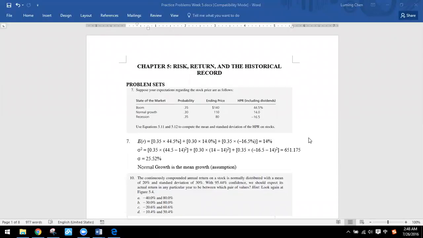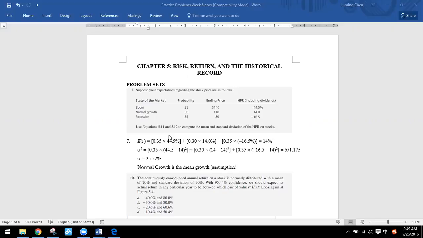Problem 7. Suppose your expectation regarding the stock price is as follows. There are three scenarios: good, normal, and bad. So normally we assume the normal as the mean. So the expected return is the probability of each scenario times the holding period return, which is the HPR, including dividends.